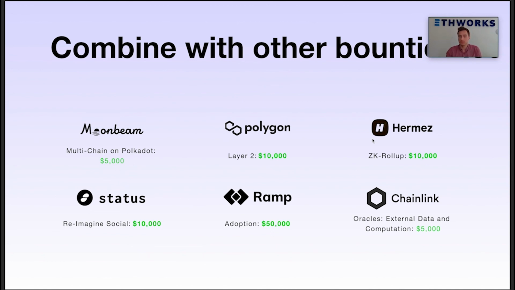If you want to build a social DApp on Status, again, you can use UseUp for that. If you want to combine it with Ramp, with Chainlink, with EOS, or any other bounties really, again, if you're building any DApp, why not use it? Why not build it with UseUp? And it's a great way to combine them together.